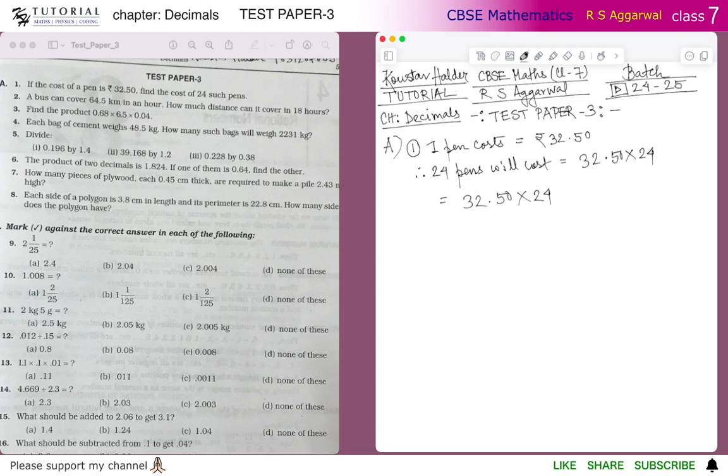I have already had 5 classes on the chapter decimals where I have discussed all the concepts and topics. If you have not watched those videos, I highly suggest you first watch them and then try to solve this test paper, and if you get stuck, then you can see my solution. So this is a decimal number multiplied by a whole number. What do we do? We simply multiply the decimal number as a whole number by omitting its decimal point, and then later on we will put the decimal point.